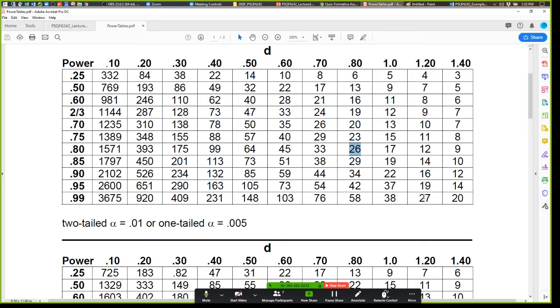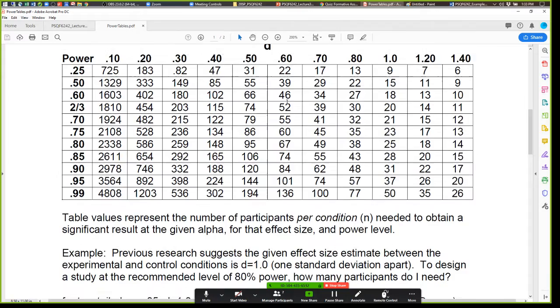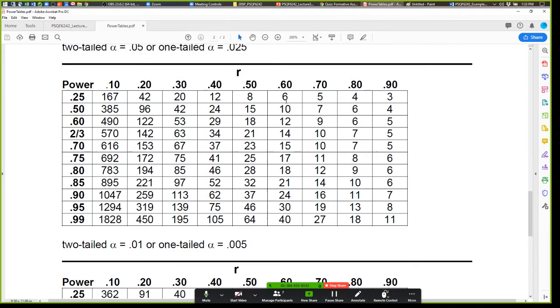What if I could find more money? And I could afford, say, 66 people instead of 50. Now I'm over here. Now I can get a D of 0.7 with 80% power. So these are standardized mean differences. The other effect size metric you know is R, which is in correlation units. So if I had 50 people and I want 80% power, that's somewhere around here. An R of just under 0.4.